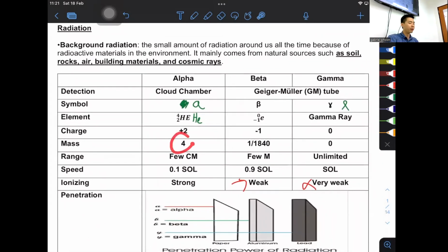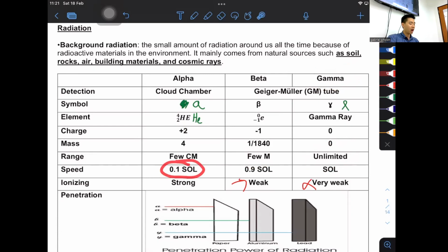You don't need to remember the 4, 1 over 1000, and then 0 here. No need. You just need to remember that alpha is the heaviest, obviously from the structure of the element itself, right? And beta is relatively lighter, and gamma has no weight because there is no element. It's just a ray, it's a photon, guys. In terms of the travel distance, alpha actually travels the shortest. It can only travel a few cm, as shown in the Petri dish. Beta can travel relatively further, a few meters. And gamma ray, because it is an electromagnetic wave, will travel unlimited distances.